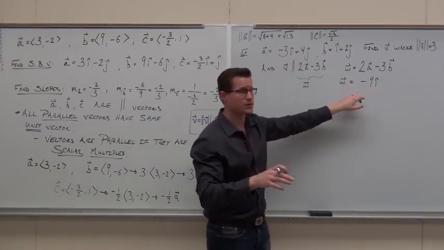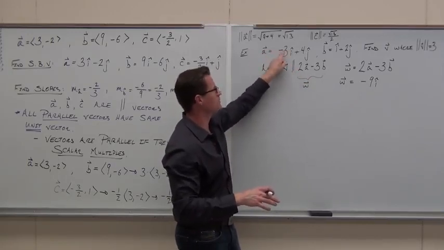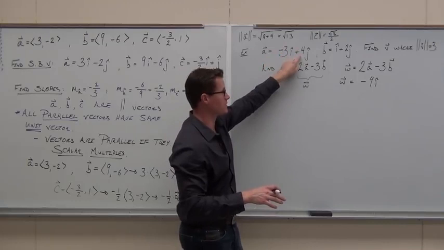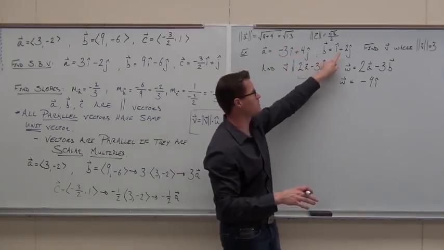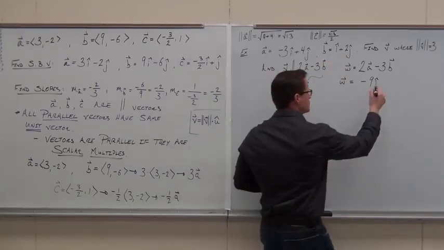Then we have our j's. We'll do exactly the same thing. 2 times 4 is 8, so we get 8 j's here, minus 3 times b, well, that's minus 6 j's. How many j's do we got? So plus 2j.